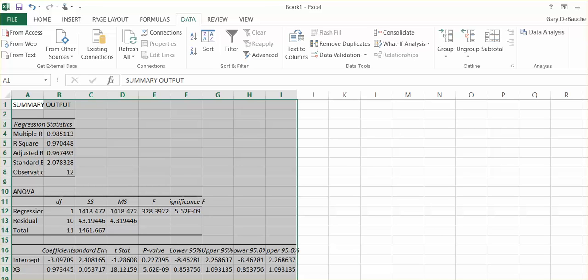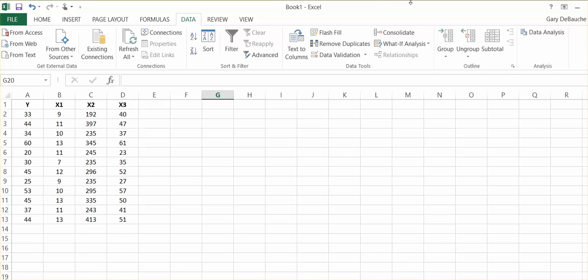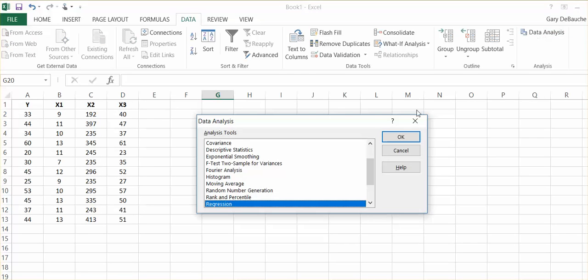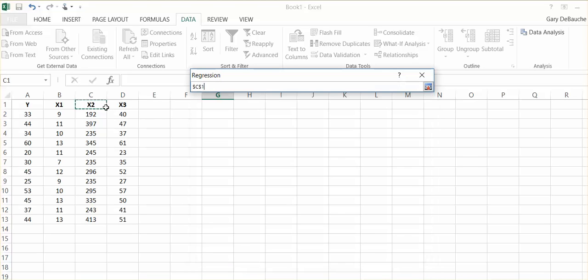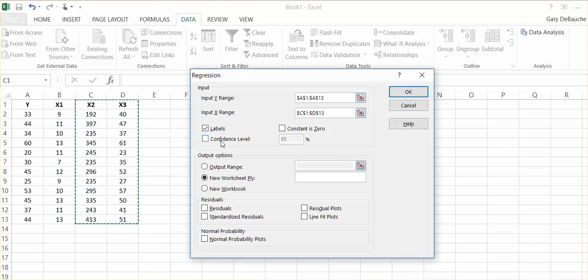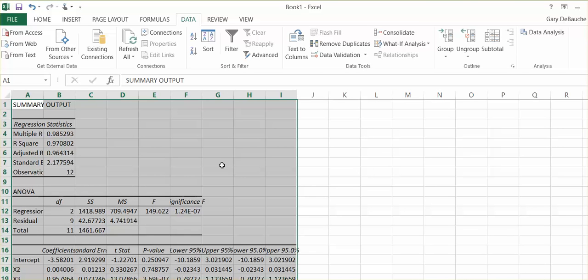Going back to our data, just for reference, remember 97%, and I will mark this as x3. I want to go back to the data. Now I want to bring in the second independent variable, and that was x2. Make sure the labels are there.